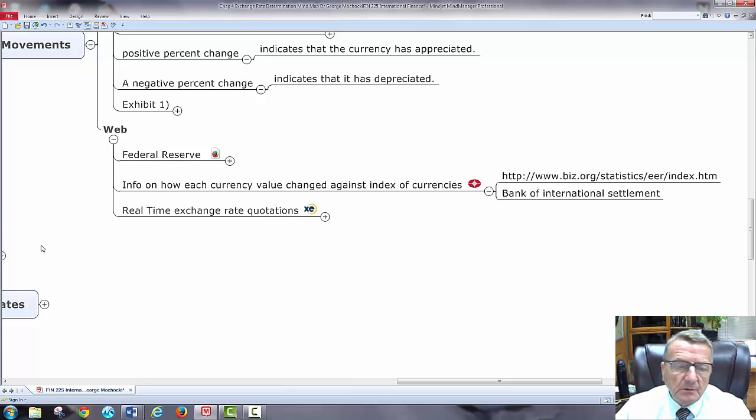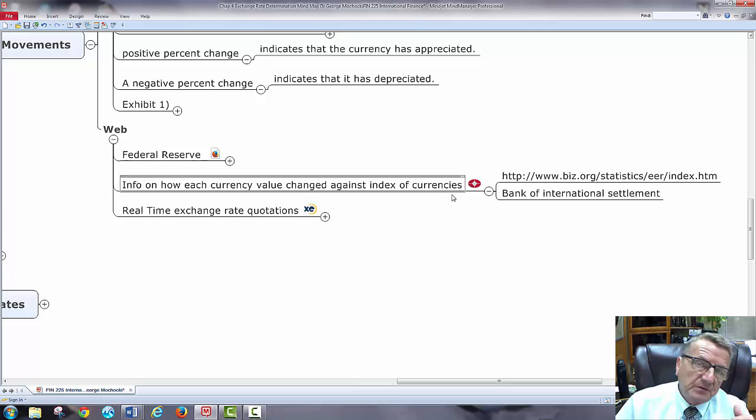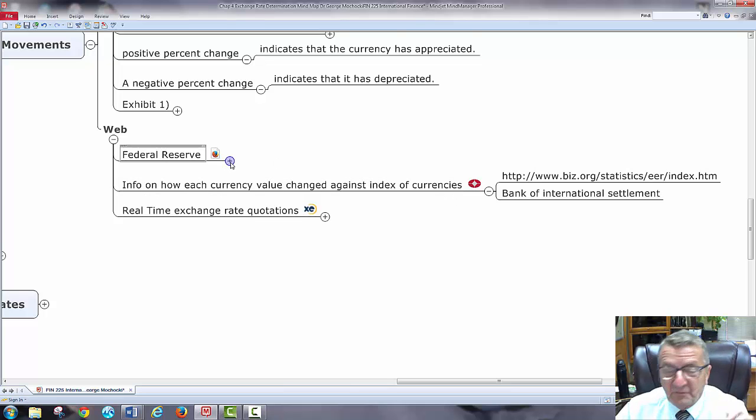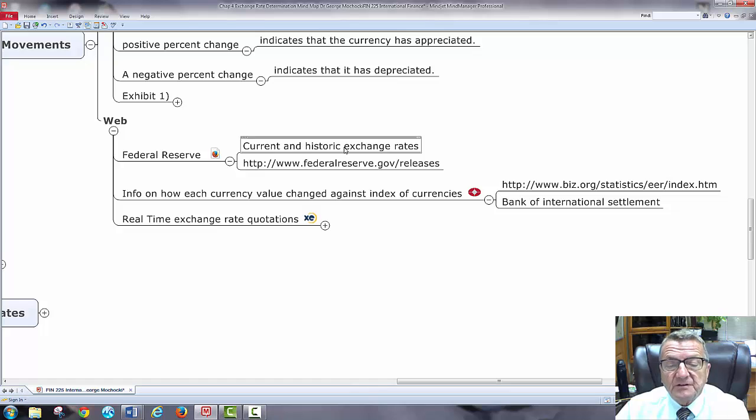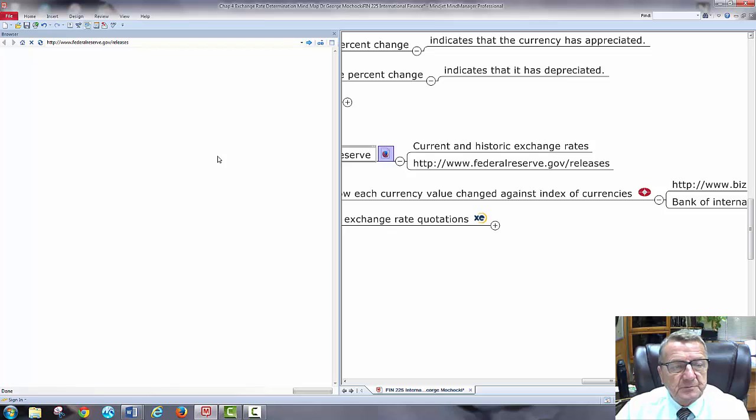So the Federal Reserve, now the Federal Reserve is a government site, and it's pretty good. But remember, any kind of sites you're looking at, you're looking at the perspective or the mindset from whoever is creating the site and controlling the site. There is some bias, hopefully for the U.S. Okay, so it's the current and historical exchange rate. And now what I'm going to do is just click on it. Just see the Federal Reserve.